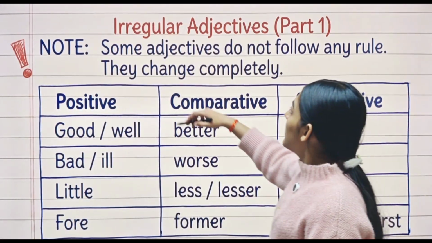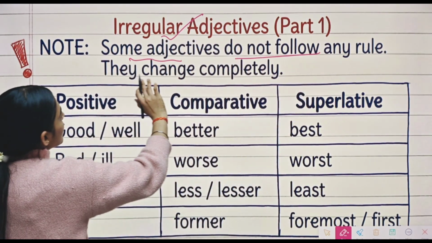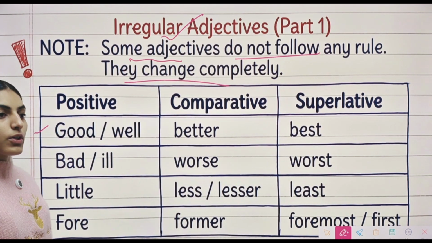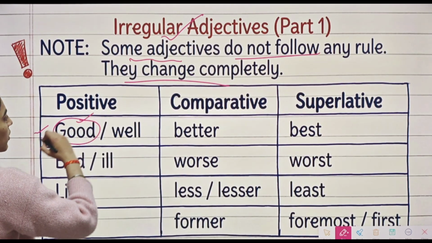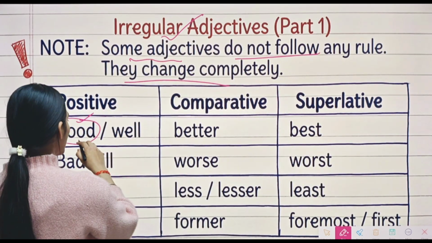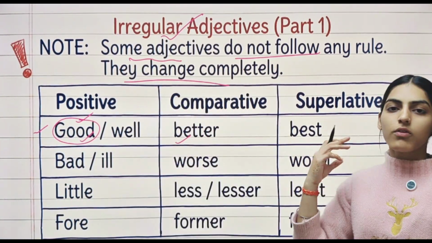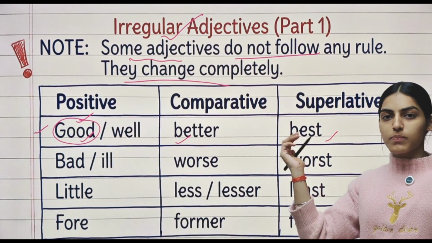Now let's see the irregular adjectives that we have. Some adjectives don't follow any rule. They change completely. Like the first example I told you, he is a good boy. So good is in its positive, and if we are comparing, he is better than you. So good changes to better. And for the same boy, he is one of the best in my class. So best will be used in superlative.